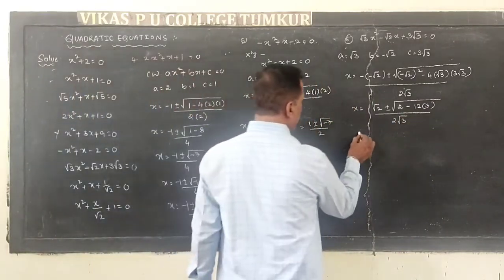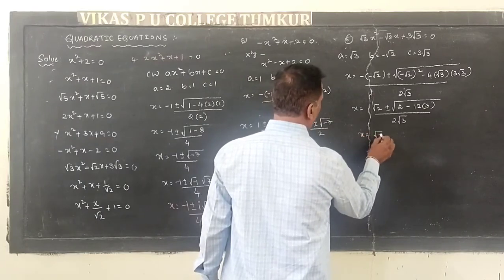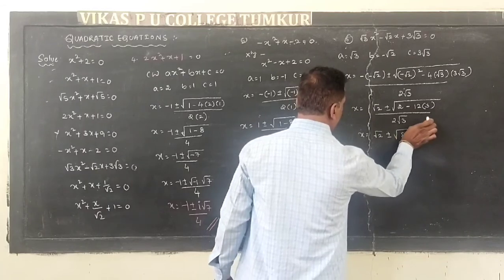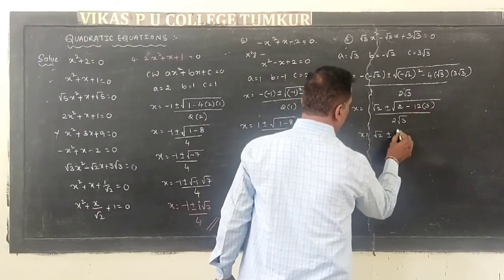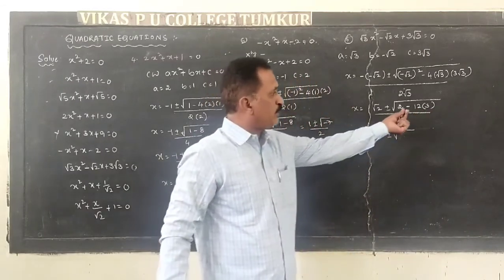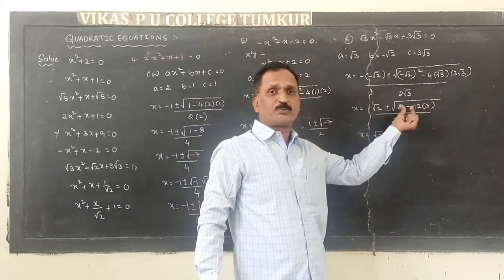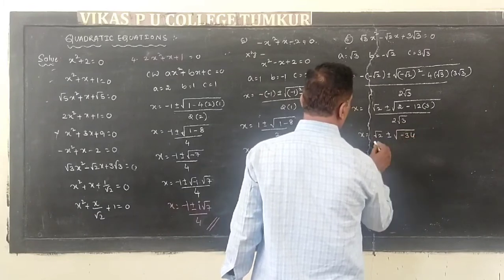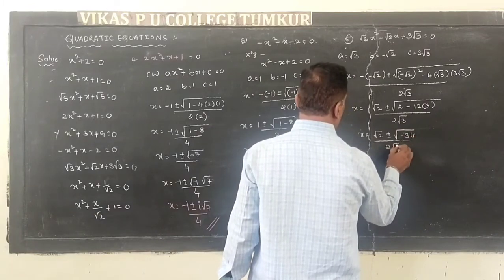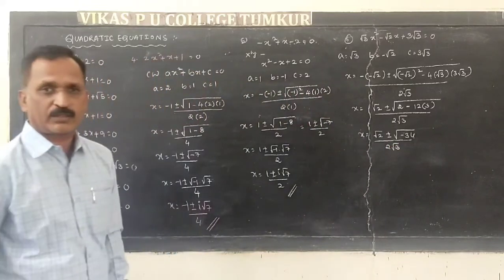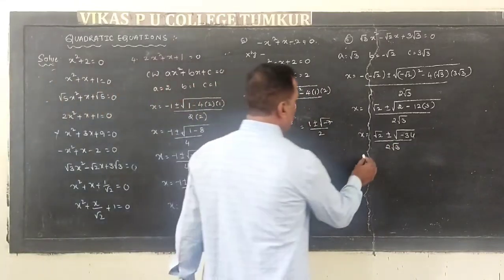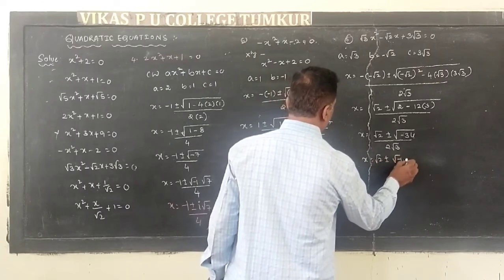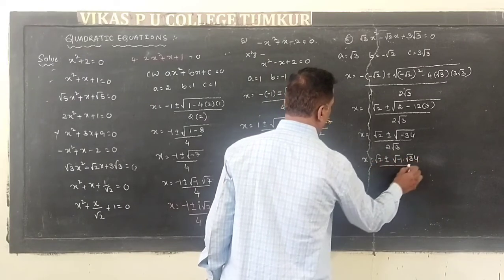Then the value of x is equal to root 2 plus or minus square root of 2 minus, can you simplify further? 12 times 3 is 36, 36 minus 2 is 34, minus 34, divided by 2 root 3. Right? Will you get the value? x is equal to root 2 plus or minus root of minus 1 into root 34 divided by 2 root 3.